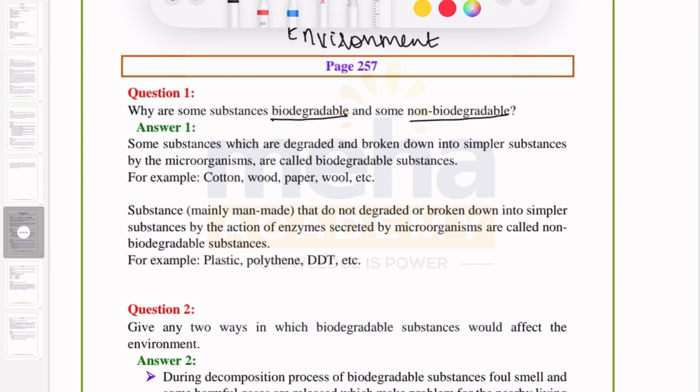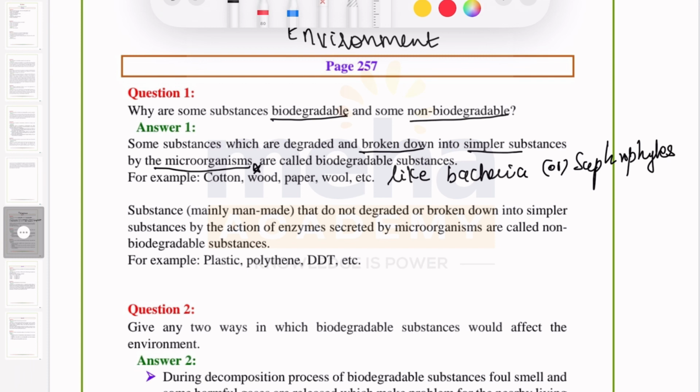Biodegradable substances are those substances which can be broken down into simpler substances by the action of bacteria or microorganisms. We can add examples of microorganisms, like bacteria or saprophytes. So those substances which can be broken down into simpler substances by the action of bacteria or microorganisms are called biodegradable substances. Examples: cotton, wood, paper, wool.